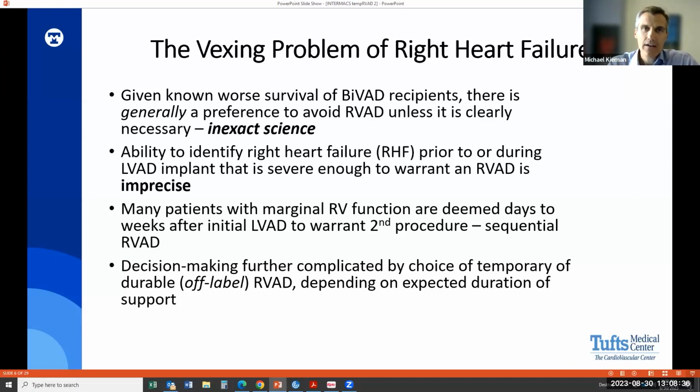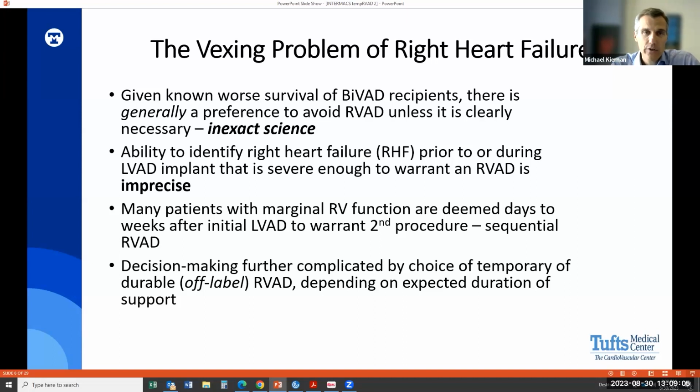We know, given that we know over a plethora of studies that survival for BiVAD recipients is lower than those who receive an isolated LVAD, there's generally a preference in the community across clinicians to avoid an RVAD unless it's clearly necessary. But the question is, when is it clearly necessary? And that's a really challenging question to answer sometimes, and it's an inexact science, and we'll look at some profiles of that and from work from Intermacs.